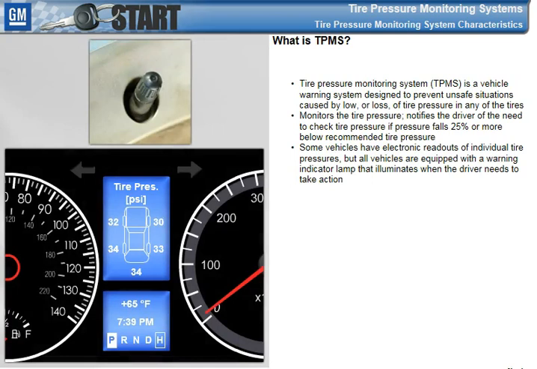A tire pressure monitoring system, or TPMS, is a vehicle warning system designed to prevent unsafe situations caused by low or a loss of tire pressure in any of the tires. The TPMS monitors the tire pressure. It notifies the driver of the need to check tire pressure if the pressure falls 25% or more below the recommended tire pressure. All vehicles are equipped with a warning indicator lamp that illuminates when the driver needs to take action. Some vehicles provide an electronic readout of individual tire pressures.